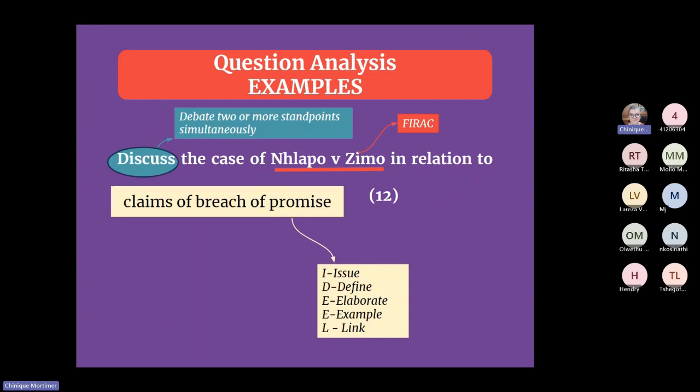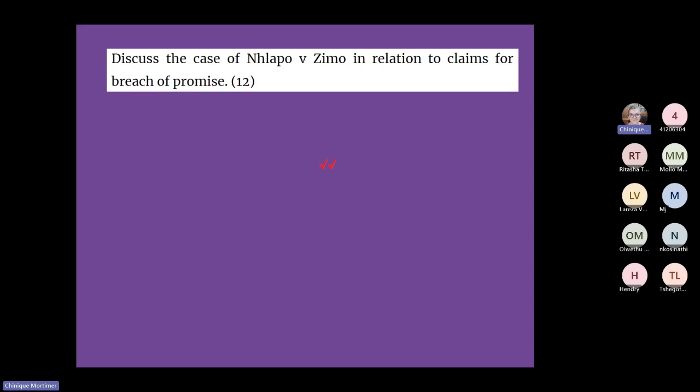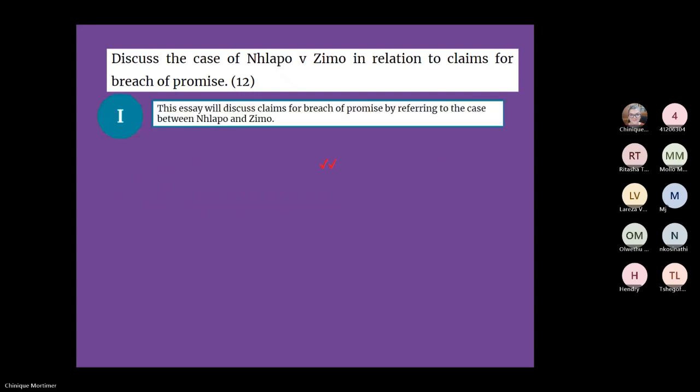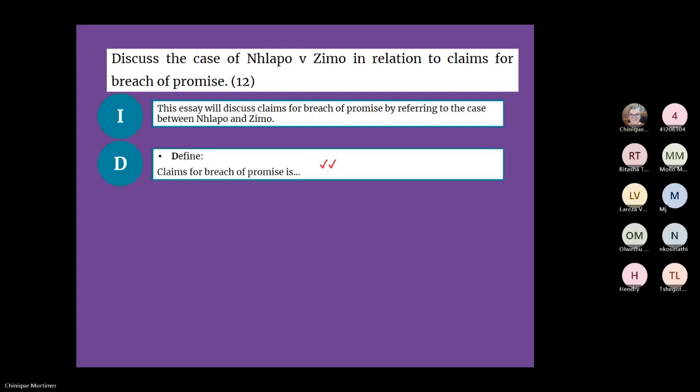Okay, so what does this look like in my answer? If this is my question, discuss the case of Nhlapo versus Zimo in relation to claims of breach of promise. I identify my issue, so I say, this essay will discuss claims of breach of promise by referring to the case between Nhlapo and Zimo. I define my claims of breach of promise according to what I have studied. And for this, I'll probably get 2 marks.